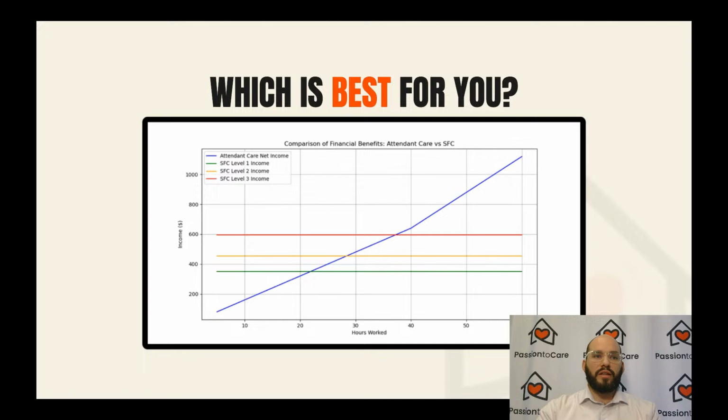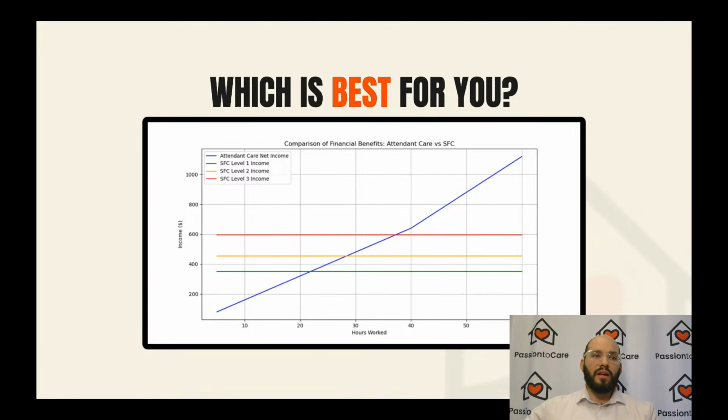Now we have this chart here, which shows you how it intersects, how all of this is very individual depending on the rate that you're offered, either on an hourly basis with attendant care or on a daily basis with structured family care, as well as the number of hours that are approved and the level of SFC that are approved.